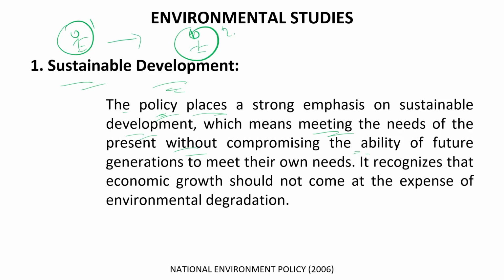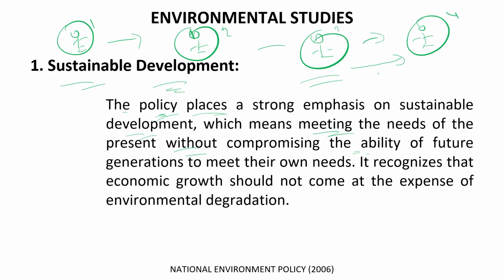Like I have told you, if there are 4 generations, first generation 1, second generation 2, third generation 3, fourth generation 4, then we are in the third generation, as an example. And if we are using these resources to meet our needs, we must use them in such a way that these resources can be passed to generation 4, like they had been passed to us from generation 1 and generation 2 respectively. Alright. It recognizes that economic growth should not come at the expense of environmental degradation.